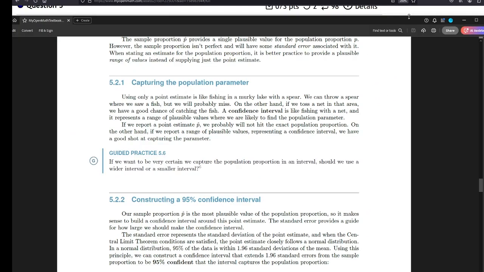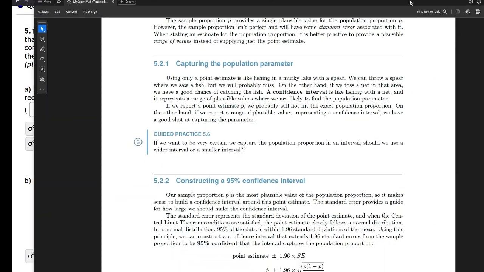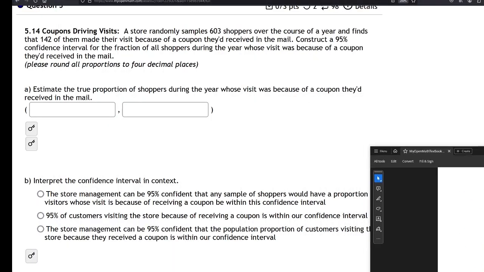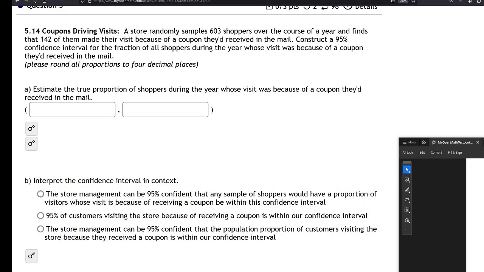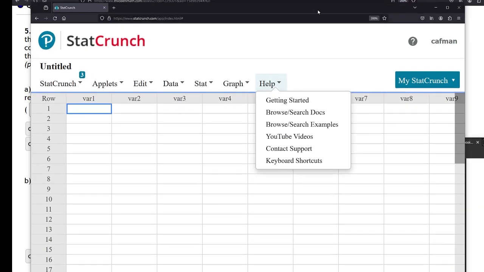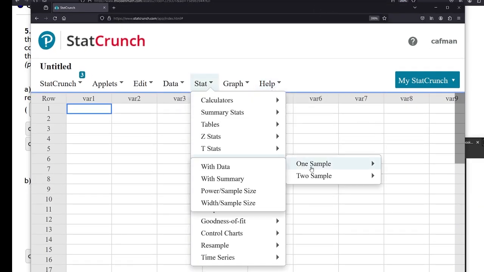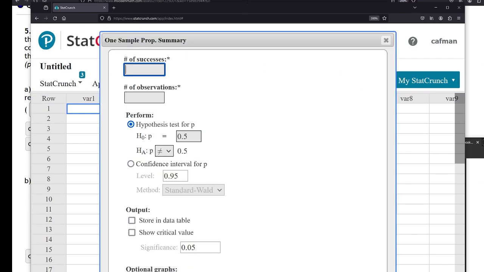But I want to show you how to use StatCrunch to do it. But again, it's always right here in the book if you need to do this by hand at some point. Sometimes you're actually better off doing something by hand here. So we go into StatCrunch. We're doing a proportion, one sample with summary. So let's see, what was the problem here?